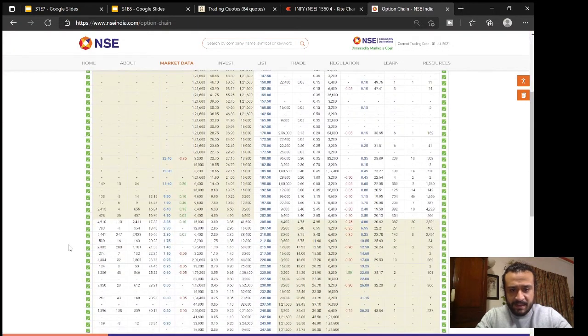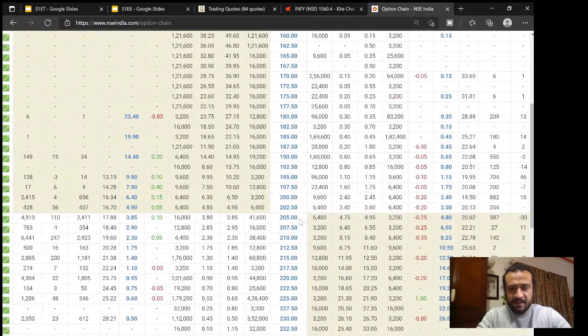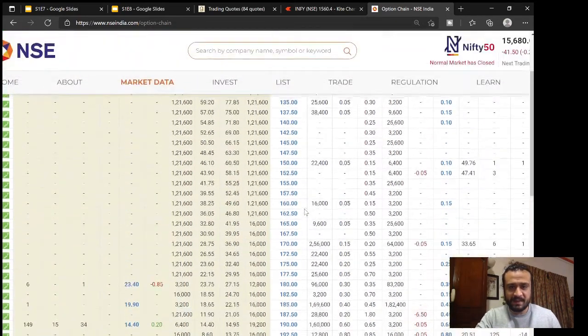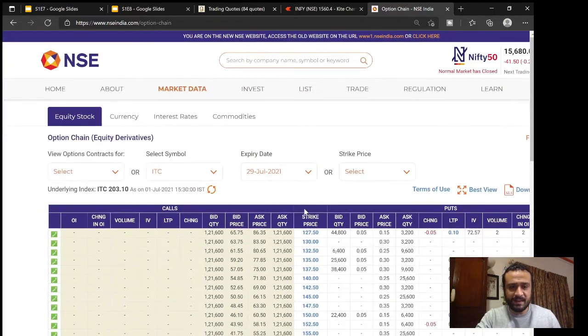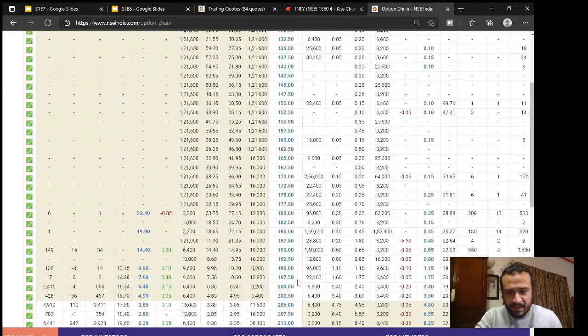And you can see the strikes available. As you can make out, the strikes are in increments of 2.5. Is that clear? So 2.5 is the increment at which the strikes are available. The spot is 203, so the nearest strike to 203 is 202.5. This is nothing but your at the money call option, if you guys remember.